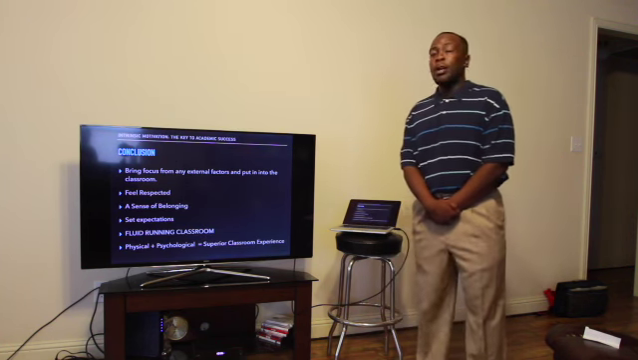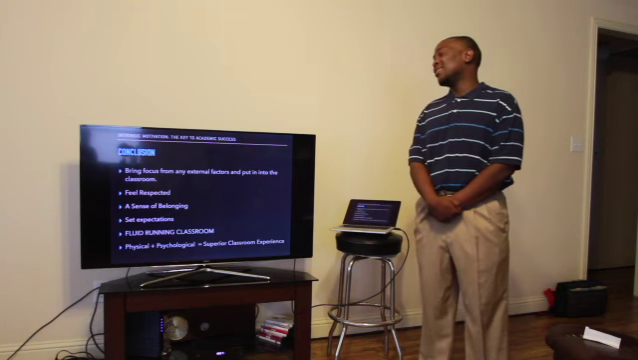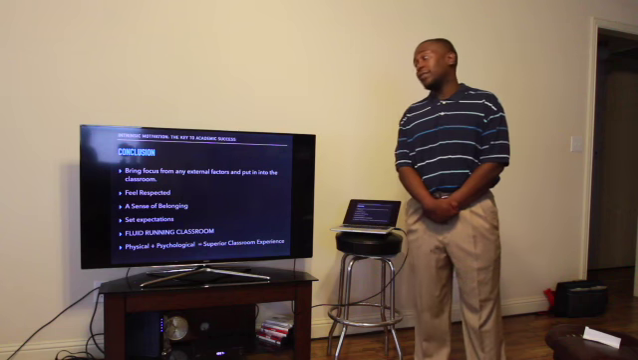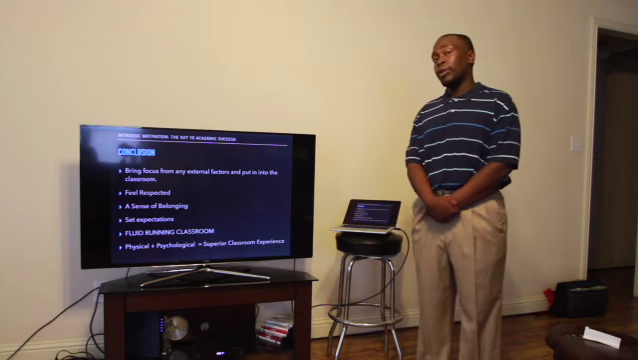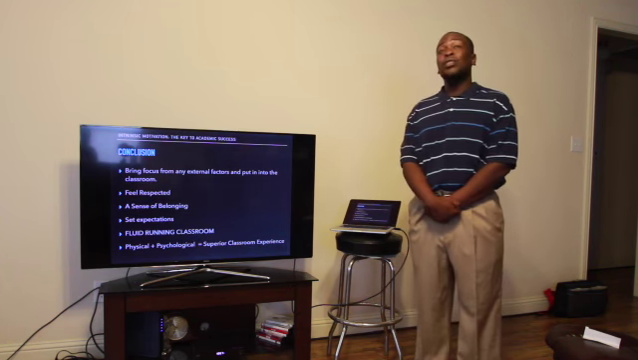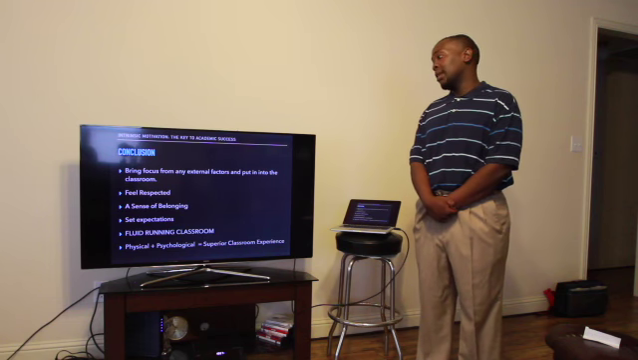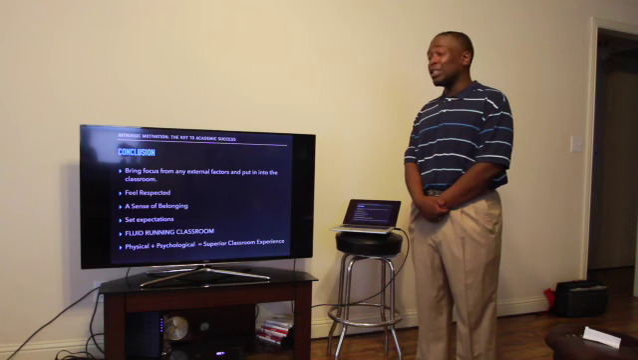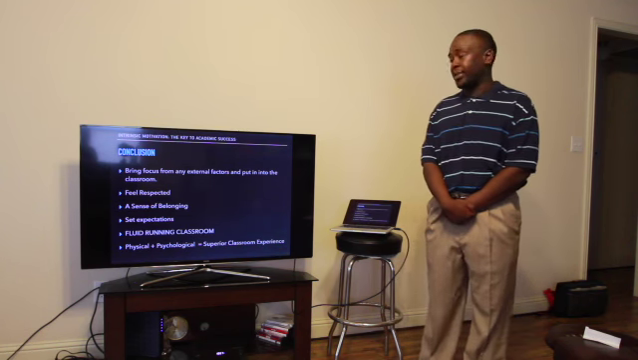In conclusion, bring focus from any external factors and put it back into the classroom. You want your students to feel respected and have a sense of belonging. Set expectations to have a fluid running classroom. A good physical and a good psychosocial environment equals a superior classroom experience.